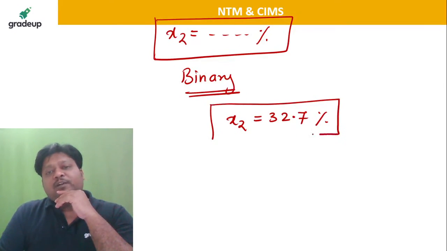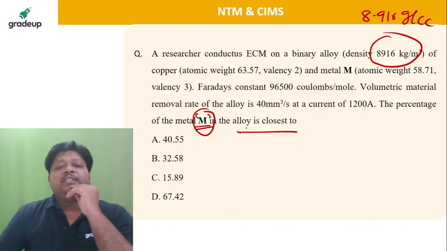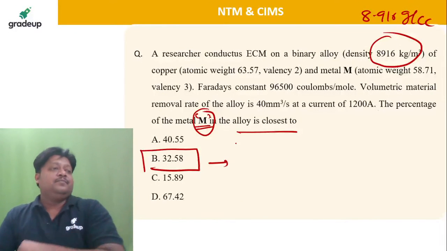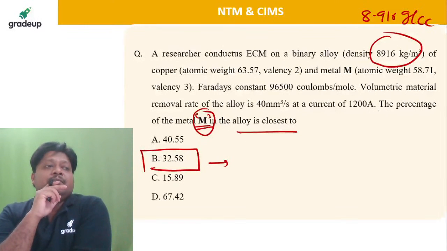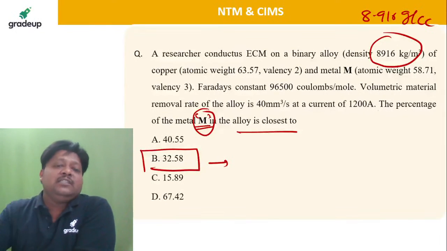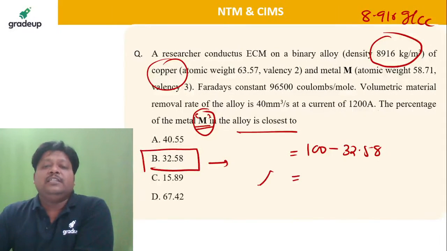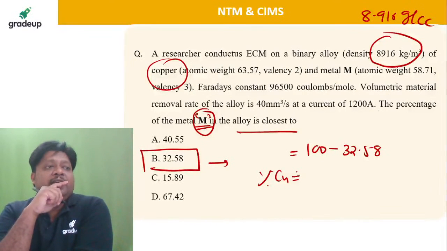Very good, 32.7%. Let us check the options. Okay, 32 point around 6. Okay, so B is the answer. I hope B is correct. B is correct. And definitely the remaining A will be how much? If I want the percentage of copper, it will be 100 minus 32.58. So we will get the leftover percentage of copper. I hope everybody is getting this 32.7.